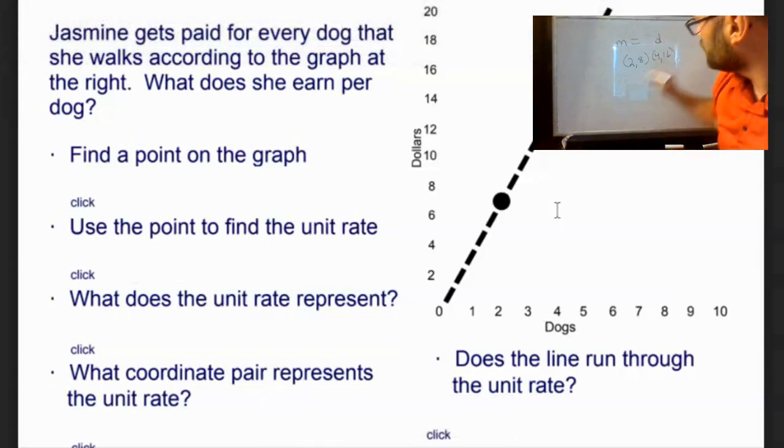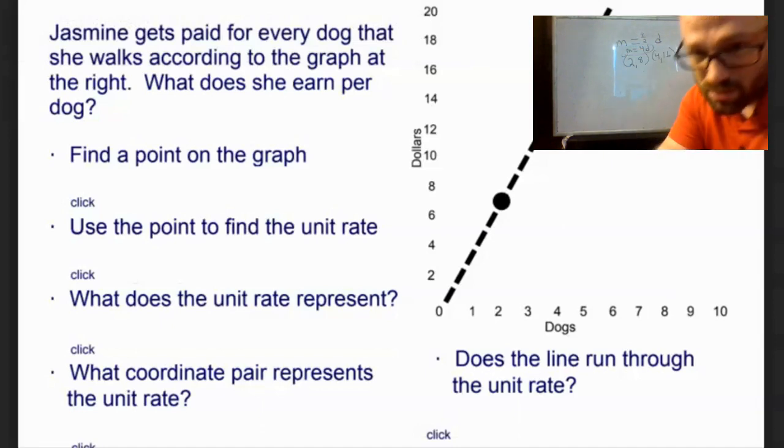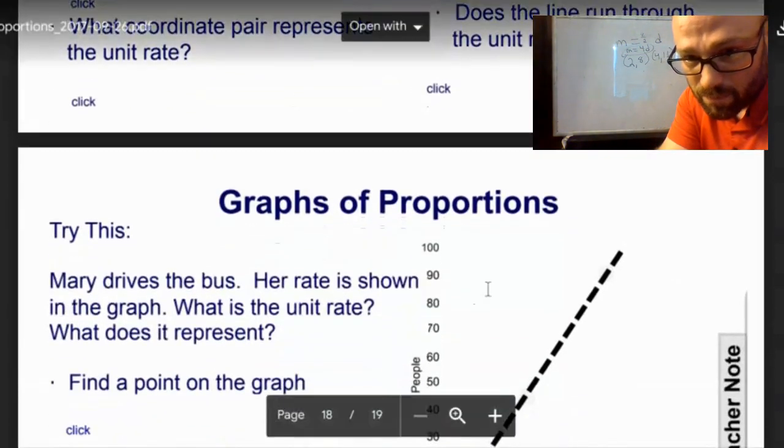16 divided by 4 and 8 divided by 2. So 8 divided by 2 here is 4. So money, we get $4 per dog. Okay, so $4 per dog would be our equation, and we'd be good with that.